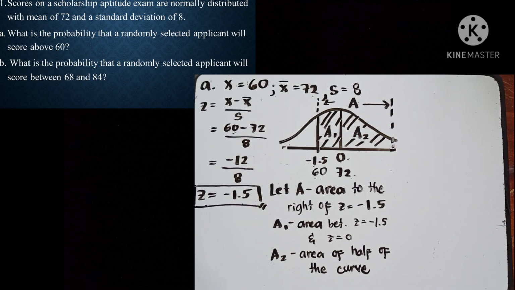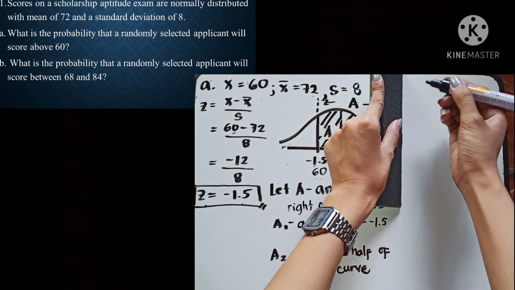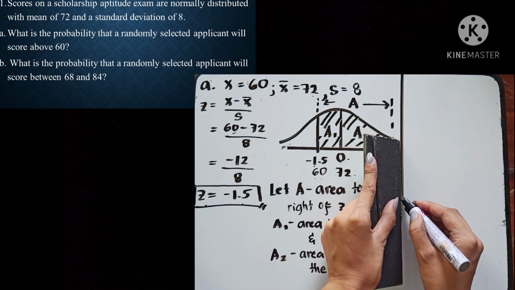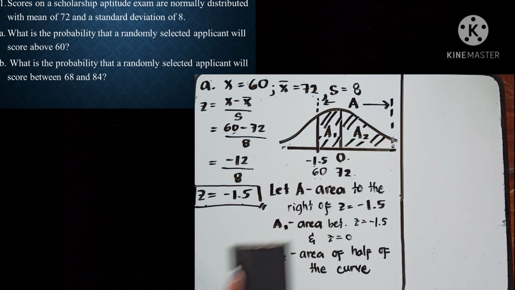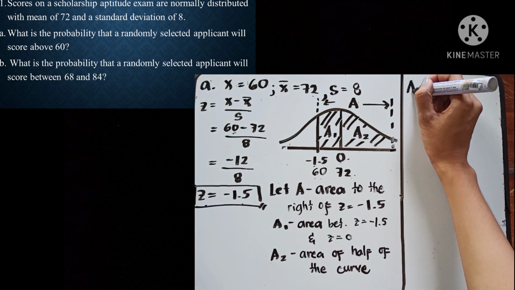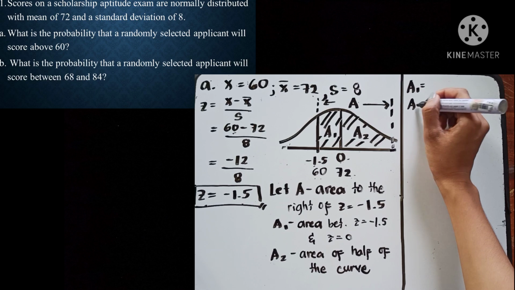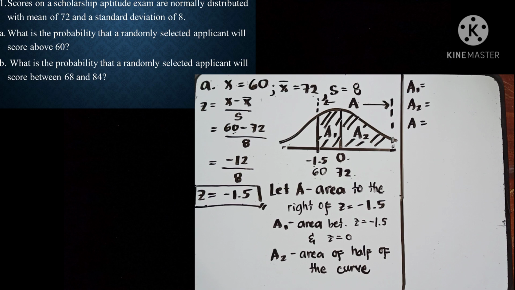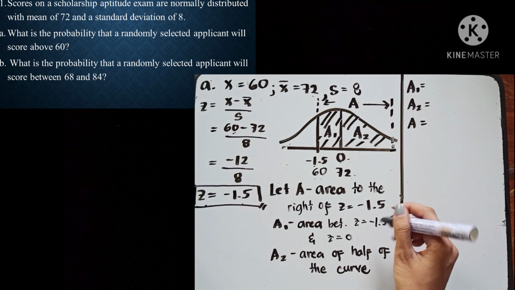Okay? So, next step. Ano na yung sunod na gagawin natin? Ang sunod na natin gagawin is, hahanapin na natin ano yung value ni A sub 1, ano yung value ni A sub 2, ano yung magiging value ng area natin, ano yung magiging value ng A natin. Okay? From the table, hanapin si A sub 1, hanapin si A sub 2, and alamin paano hahanapin si A. A sub 1 natin, area between z is equal to negative 1.5 and z is equal to 0. So, ibig sabihin po, hanapin lang sa z table yung 1.5.